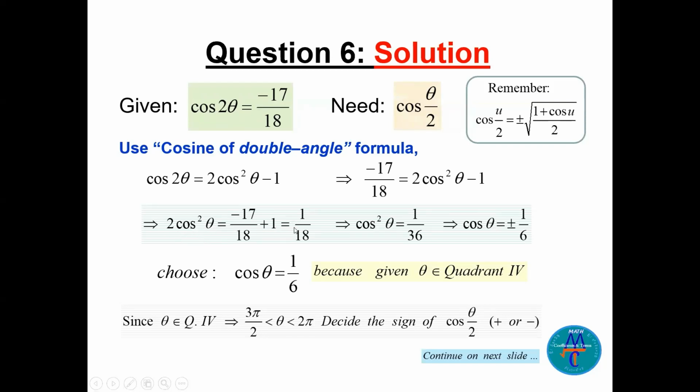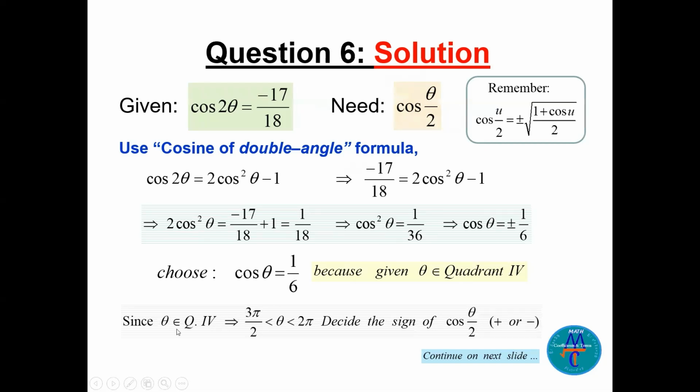Let's divide by 2, divide by 2. We get cosine squared theta is 1 over 36. Take the square root of both sides. So cosine of theta will be plus or minus 1 over 6. I have to choose either the plus or minus according to theta, because this is cosine of theta. Theta belongs to quadrant 4, so I take cosine of theta, 1 over 6, as positive.